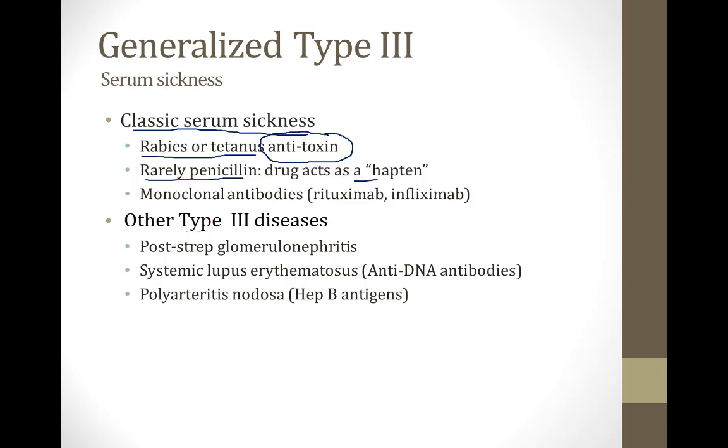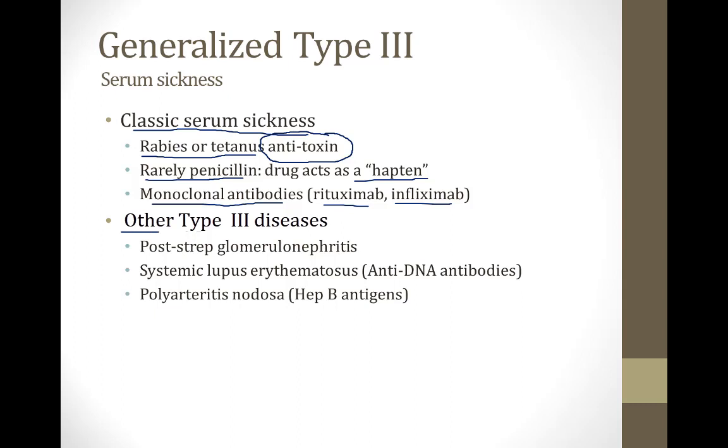The drug can act as a hapten, which is a small molecule that elicits an immune response, and antibodies can be formed and bind to penicillin, then deposit in the tissues and cause serum sickness. And then finally, certain monoclonal antibody therapies like rituximab, which is an antibody against B cells, and infliximab, which is a TNF-alpha antibody, have been reported to cause serum sickness-like illnesses, presumably by binding to antigens and depositing in tissues.